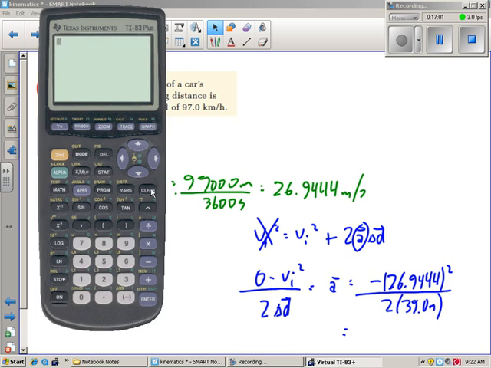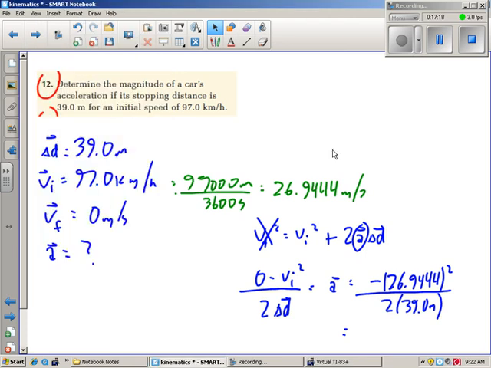Now let's see what we get. Let's say negative 26.9444 squared. Again, don't square the negative. Plus equals. Let's divide that by everything inside the brackets, 2 times 39 meters. And we end up getting negative 9.3 meters per second squared.